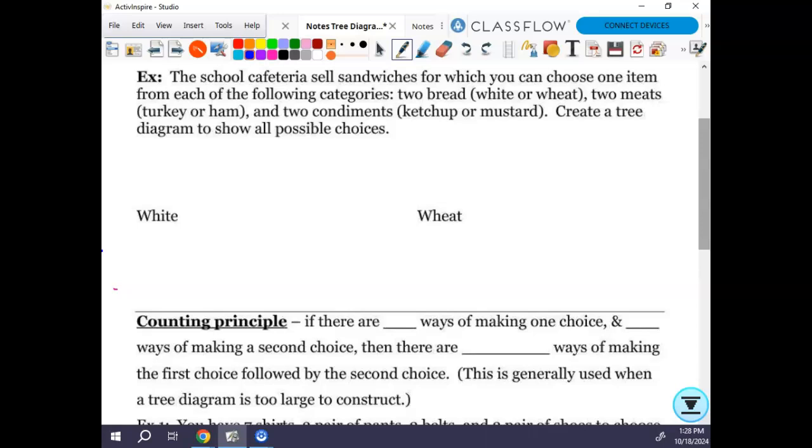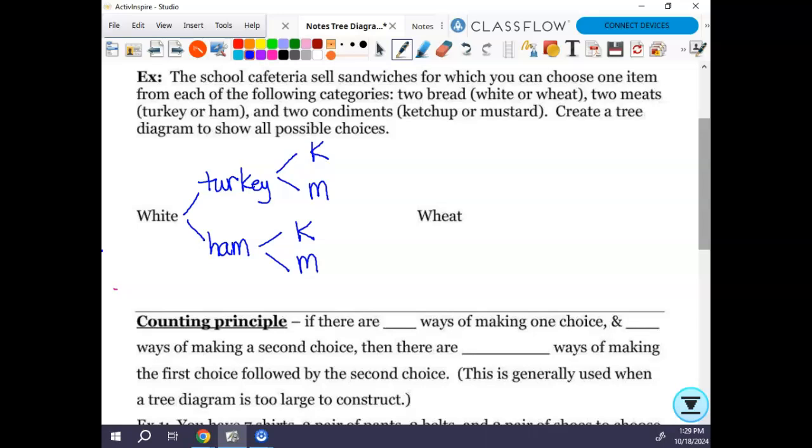So what we can do is this. Okay, I've got two breads. Like, my bread's already written out. So, okay, if I choose white bread, then the next thing I choose is I choose either turkey or ham. So here's turkey, here's ham. And then after I choose turkey or ham, I can get turkey and I can either get ketchup, I'll just put a K, or mustard. And if I choose ham, I could choose ketchup or mustard. And it never really occurred to me how, like, white bread with ham and ketchup, I don't know, maybe that's somebody's jam, but that just does not sound good.